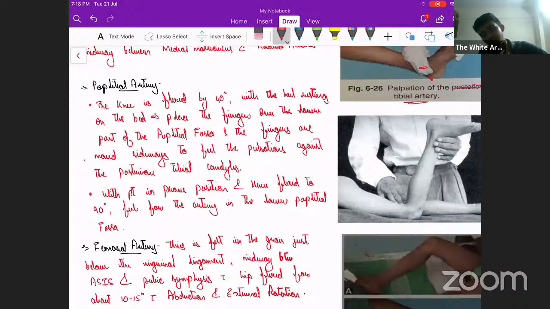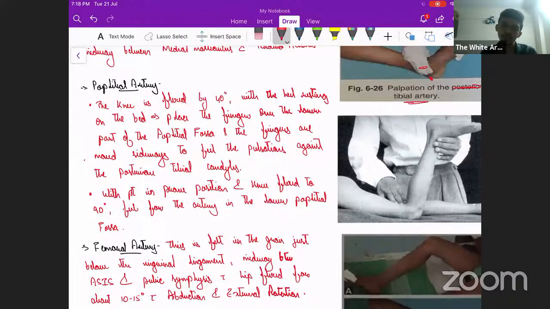Move your fingers in the lower end of the popliteal fossa. Don't do it above, because the artery runs much deeper over there. So in the lower border against the tibial condyle, go and feel for it. Move your fingers, you might get the pulsation.